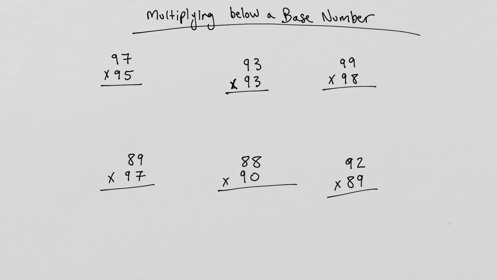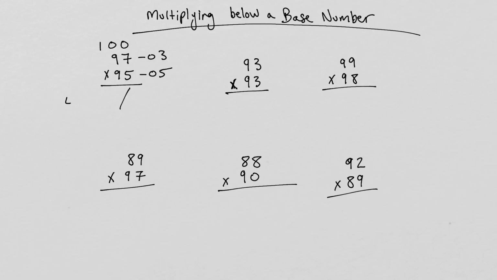Good day, math friends. Let's go over how to multiply numbers when they're below a base number. So here in the first problem, 97 times 95, we're going to be working off a base number 100. We're going to say 97 is minus 3, and 95 will be minus 5 from 100.